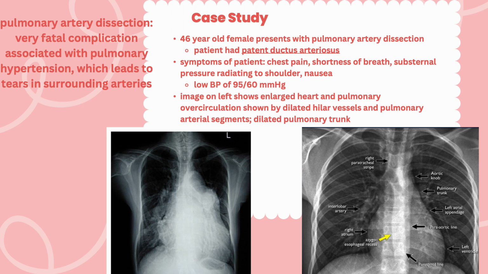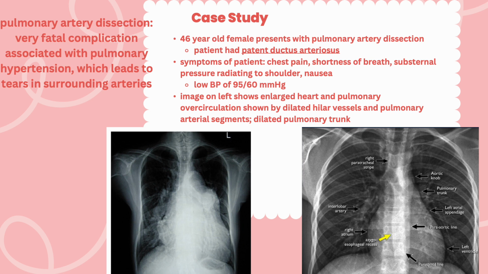So this is another case study I found, and this case study focused on a 46-year-old female who presents with pulmonary artery dissection, and the patient also had the underlying condition of patent ductus arteriosus, as we talked about in the last slide. So what is a pulmonary artery dissection? It is a very fatal complication associated with pulmonary hypertension, which leads to tears in the surrounding arteries. So obviously, this can be pretty fatal as it is potentially interrupting blood flow of multiple arteries.